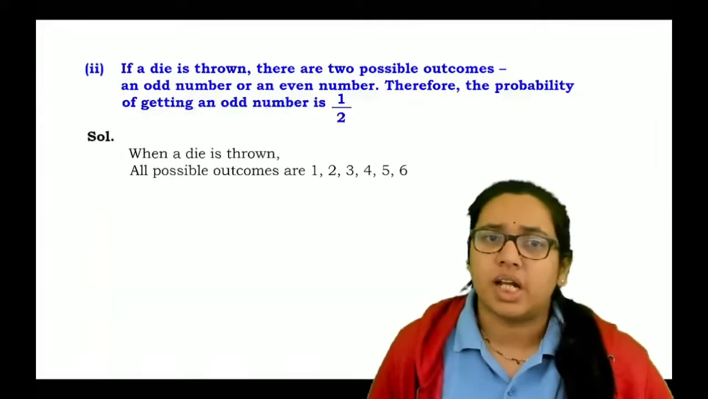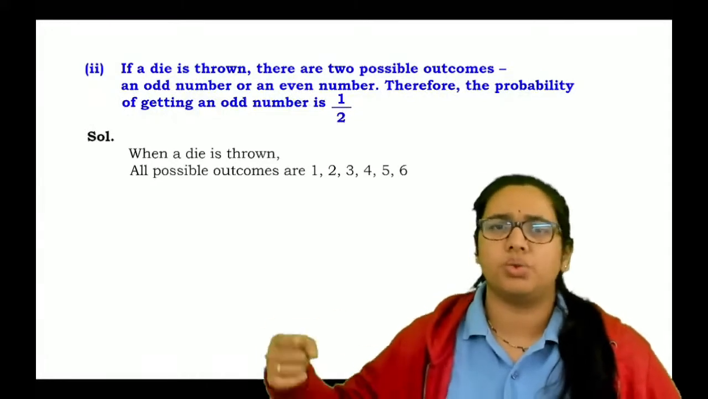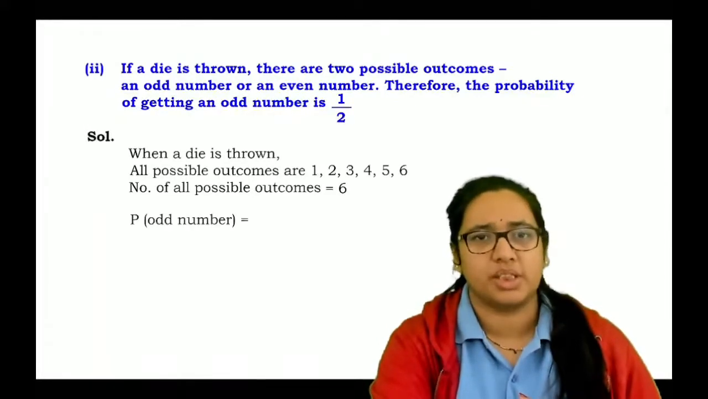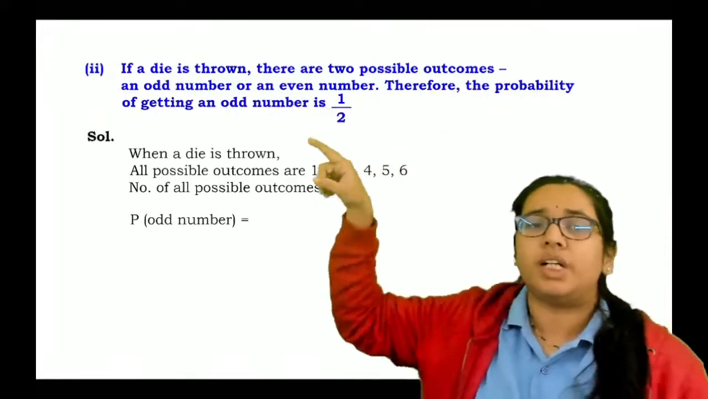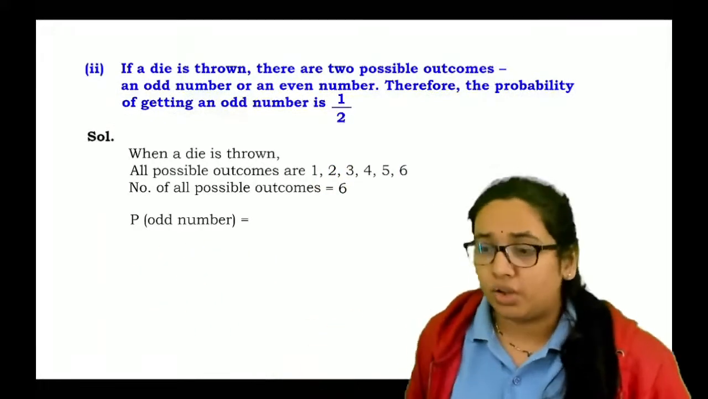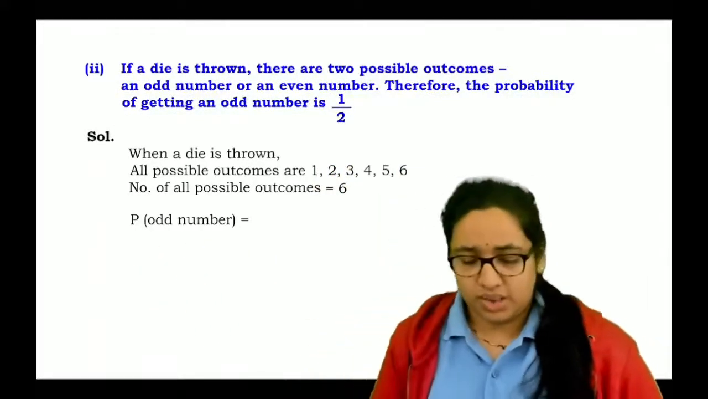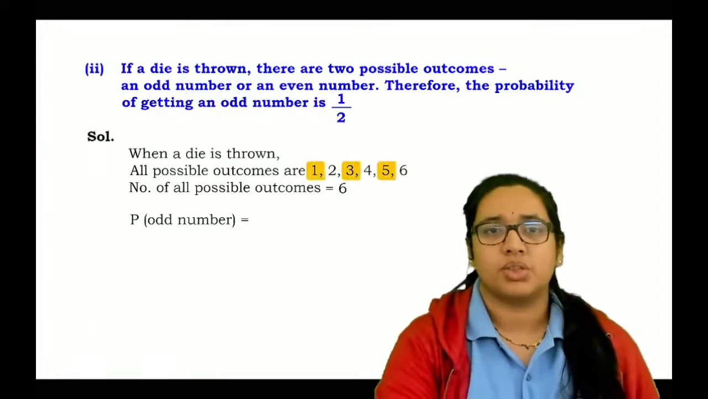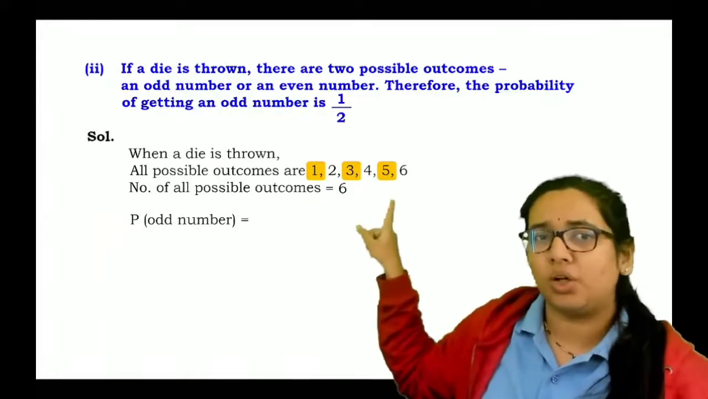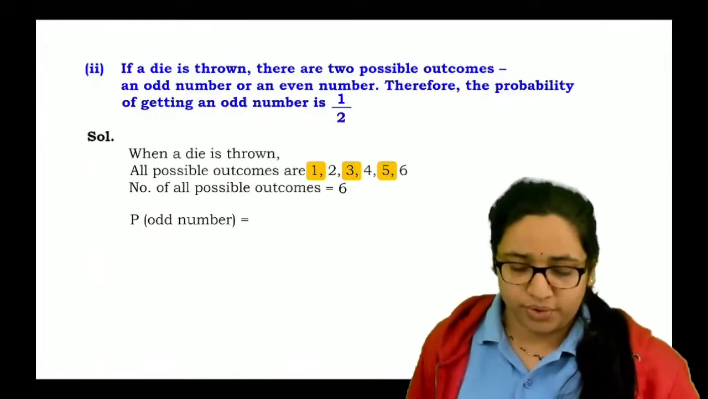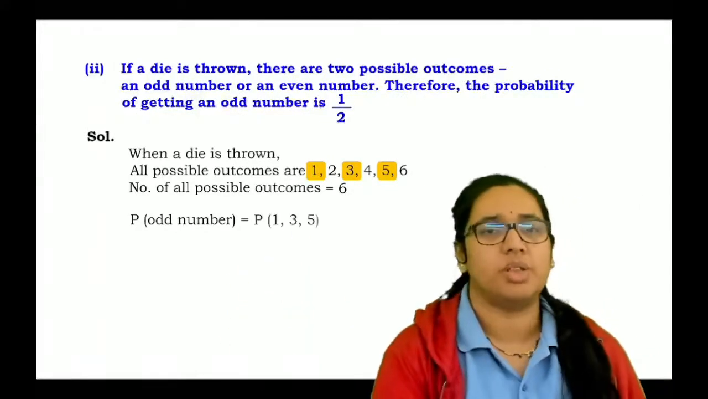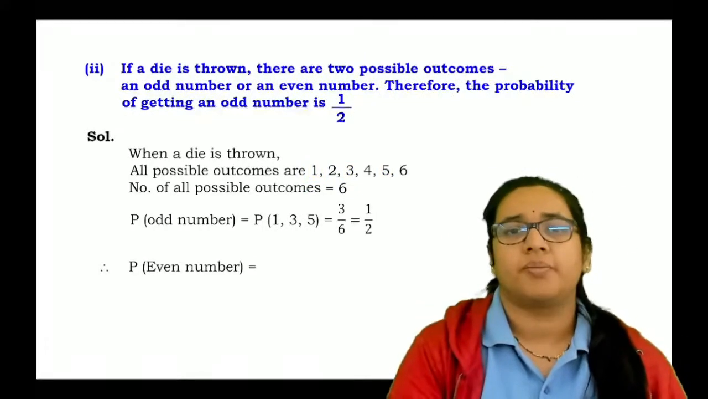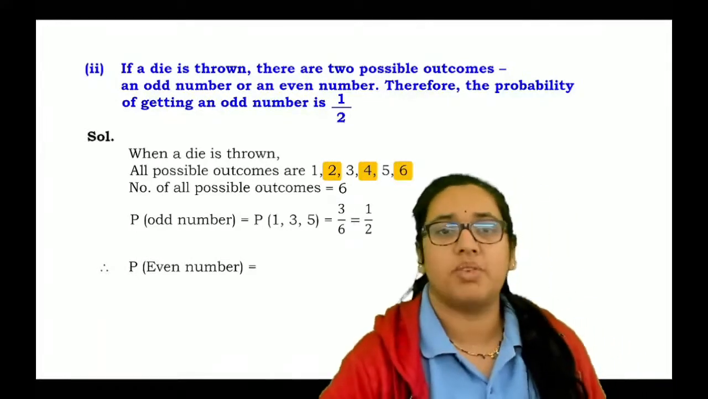But we know that if a die is thrown, then all possible outcomes will be 1, 2, 3, 4, 5, 6. Right? So the number of possible outcomes will be 6 here. Now they are talking about the probability of getting an odd number. So the probability of getting an odd number is nothing but the number of favorable outcomes divided by total outcomes. Right? So there are total 3 odd outcomes. Therefore, the number of favorable outcomes will be 3 here. Hence the answer will be 3 upon 6, which is nothing but 1 half. That is, the probability of an odd number will be 1 half.